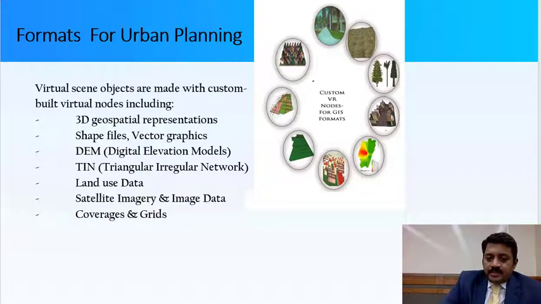With urban planning, there are many different types of data sets that are involved, including the shapefiles, the vector graphics, digital elevation models, TIN models, in addition to the 3D generated models of the buildings composing the cities and various other infrastructure components involved in a typical city. So all these formats need to be imported into the virtual reality scenario in order for creating the interactive 3D visualization.